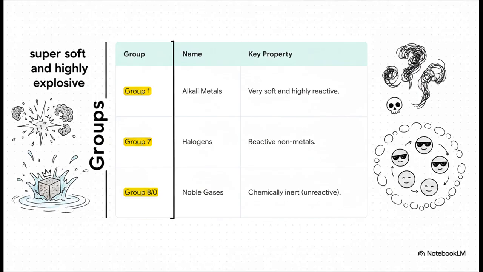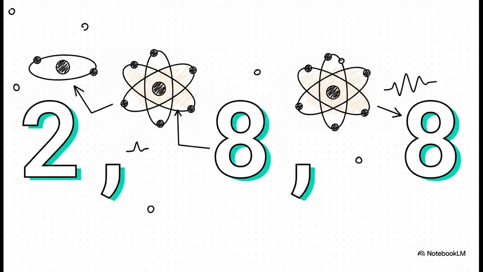The columns going up and down are called groups, and here's the secret. Elements in the same group act in very similar ways. So way over on the left, in group 1, you have the alkali metals. These guys are super soft and just love to react, sometimes explosively. Then you've got group 7, the halogens, also very reactive. And way over on the far right, group 8, you have the noble gases. They're the cool kids. They're chemically inert, they don't react with anyone. But why? Why do they act so differently? Well, the whole secret is in how their electrons are arranged.